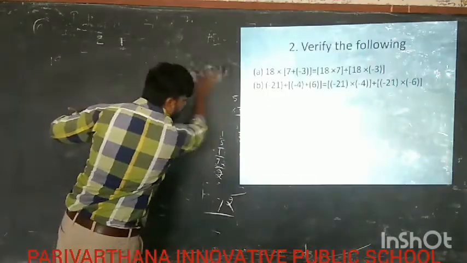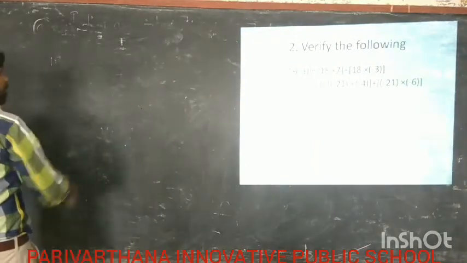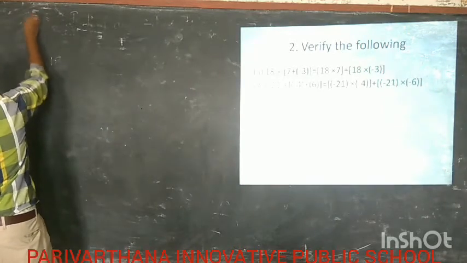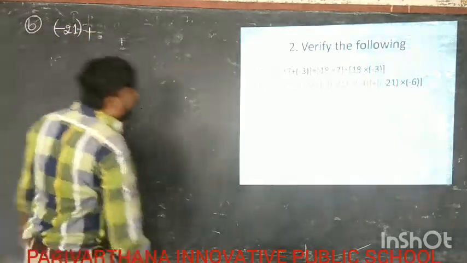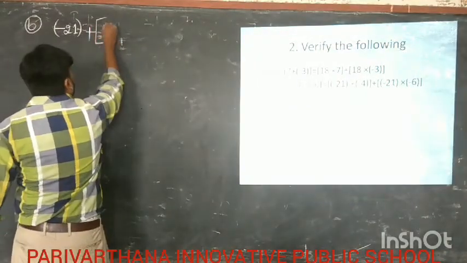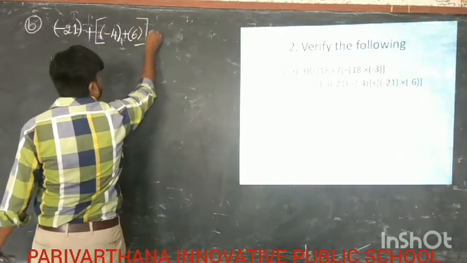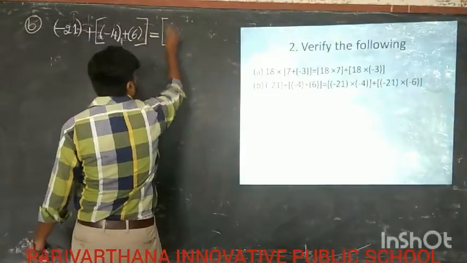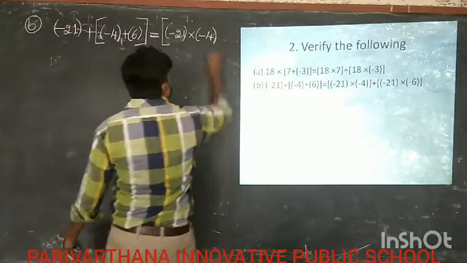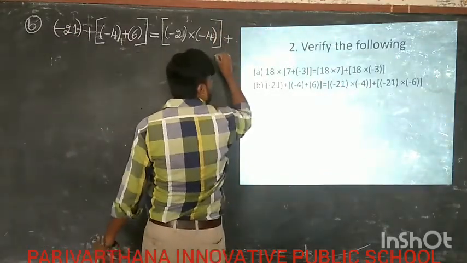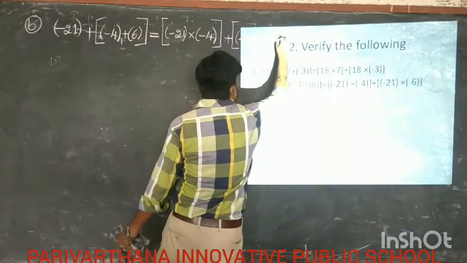B also will show. That is, again observe the property. It is also one property regarding the multiplication, that is B minus 21, plus next big bracket, minus 4 plus 6, bracket close. Again, minus 21 into minus 4. Again, bracket. Plus, again, big bracket, minus 21 into minus 6.